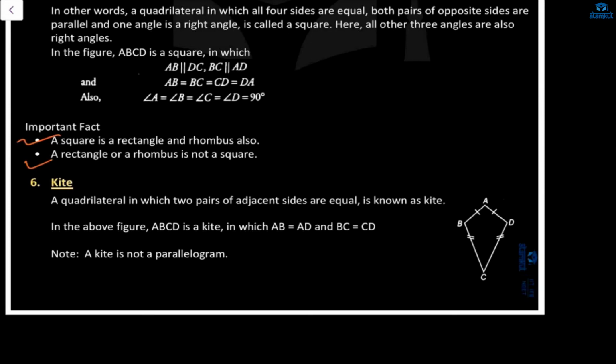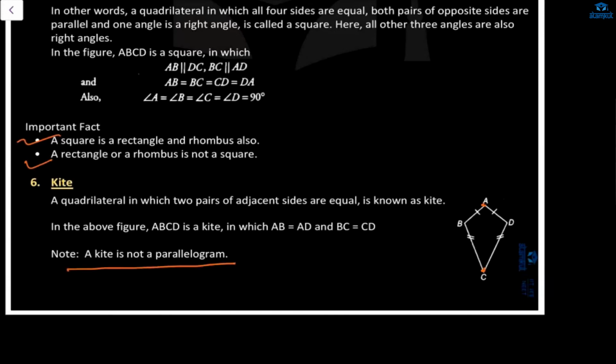Okay, now the sixth one is the kite. You have seen kites. In kites, your adjacent sides are equal, not the opposite ones, and not all the sides, only adjacent sides are equal. Now here, if you see, A is the common vertex, so AB and AD are equal. C is the common vertex, so BC and DC are equal. A quadrilateral in which two pairs of adjacent sides are equal is known as a kite. A kite is not a parallelogram.